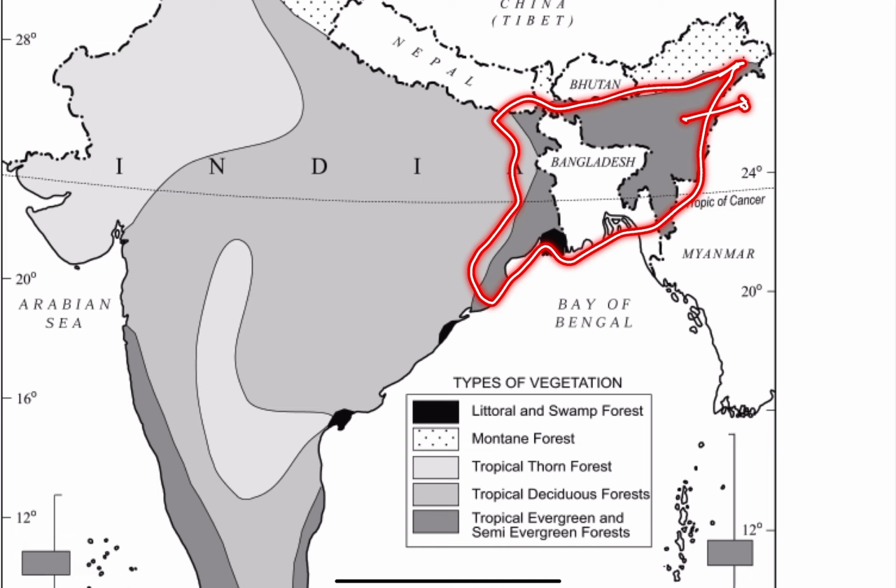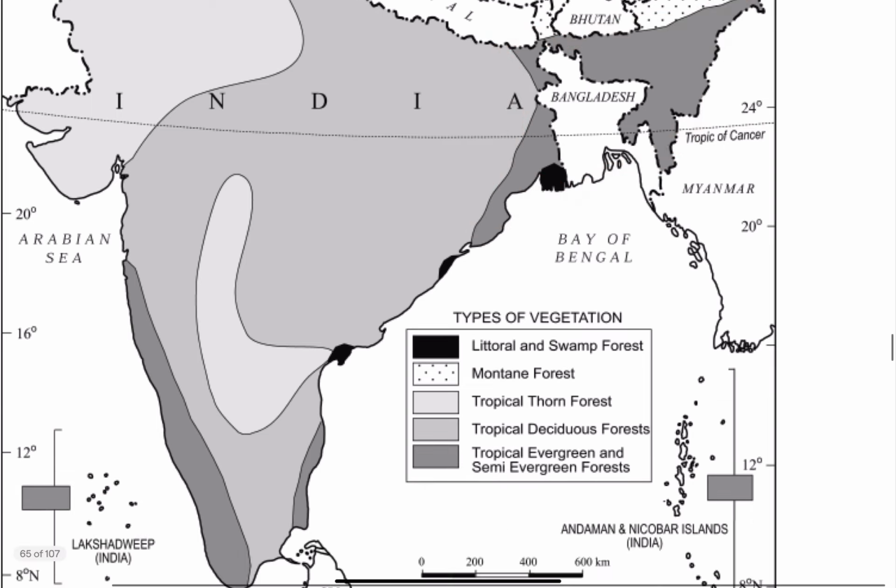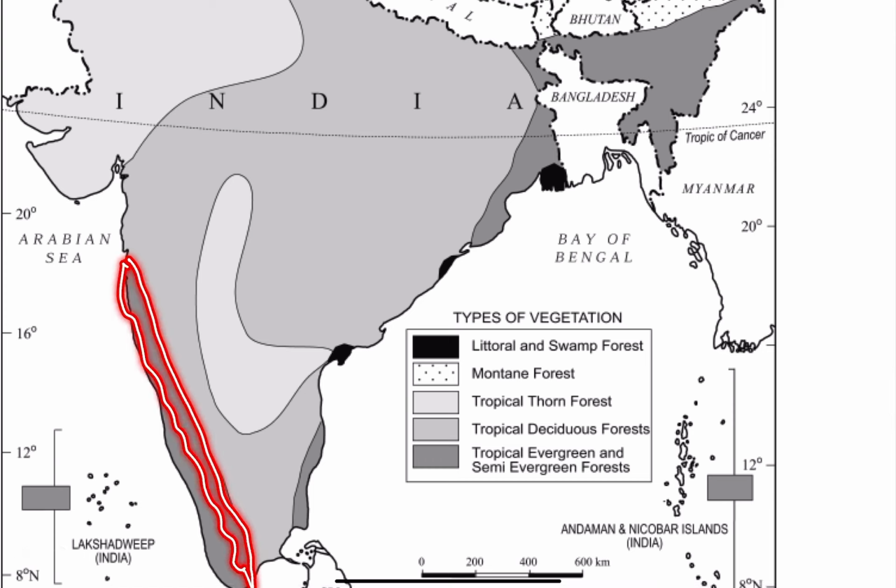The difference I'll explain. In the western slopes of Western Ghats, so this is the Western Ghat, you will find the tropical evergreen forest. It's slightly here also. So these are the locations. Even in the Andaman and Nicobar you'll find the tropical evergreen forest.